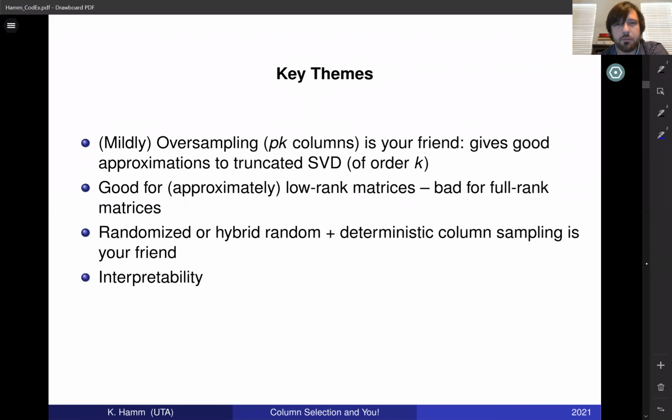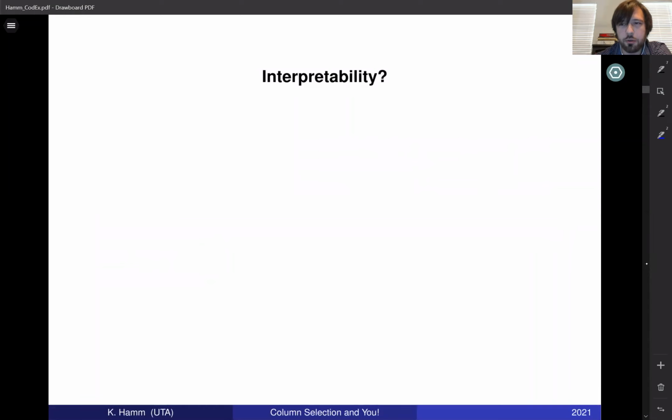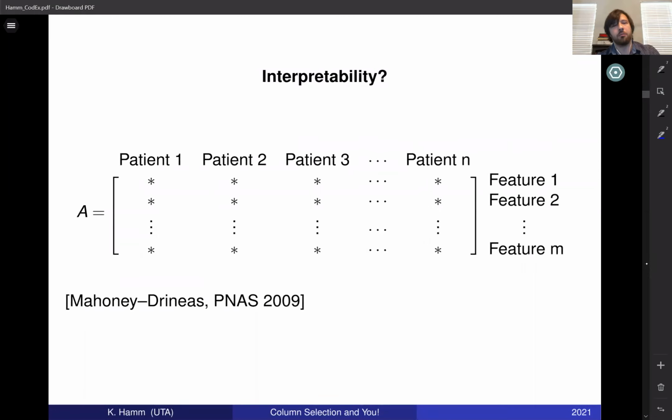And then the last theme is one of the selling points of using these types of representations of your data: interpretability. So let me delve into what I mean by that a little bit. Okay, so I'm going to steal an example from this paper by Mahoney and Drineas from the Proceedings of the National Academy in 2009.